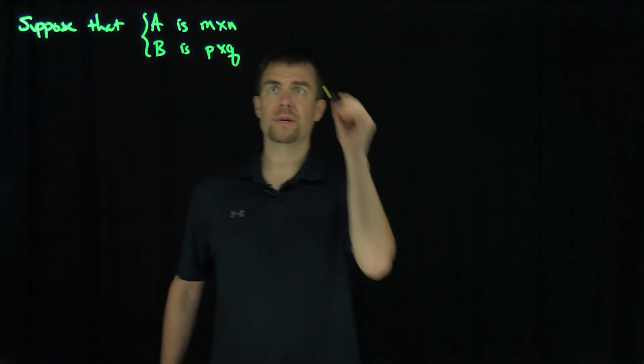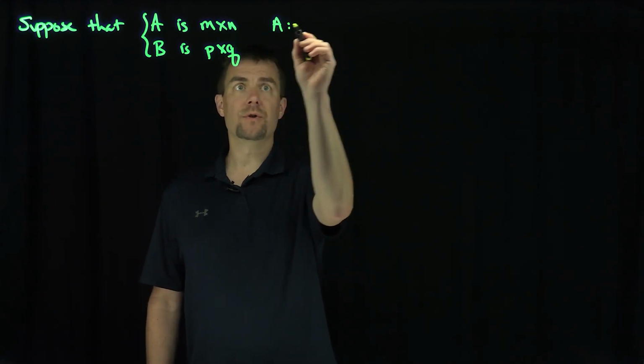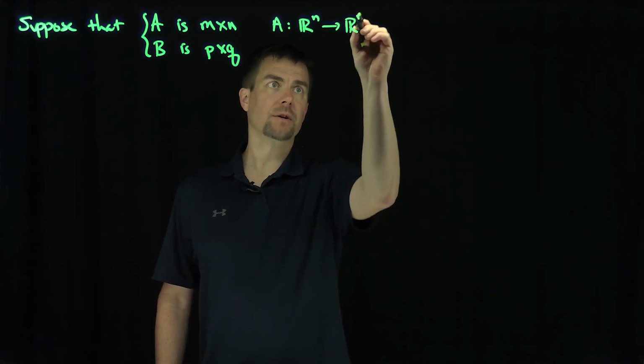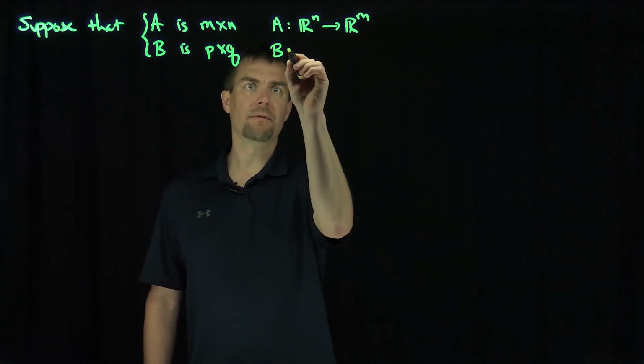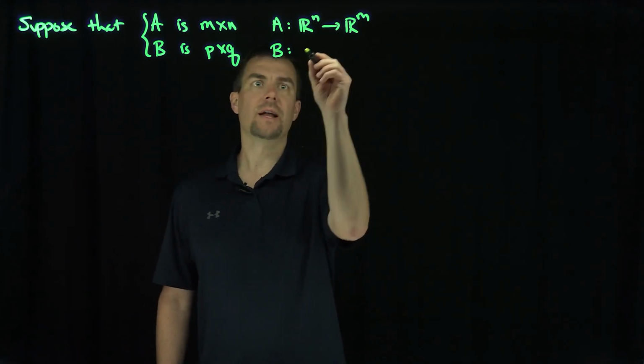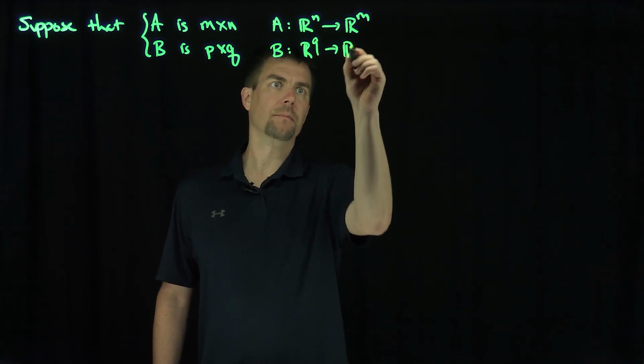What does this mean? This means that A is a mapping where you can input n-dimensional vectors into A, and you will output an m-dimensional vector. And B, we can think of this as a transformation or a mapping of what? You can input q-dimensional vectors and output p-dimensional vectors, Rq to Rp.